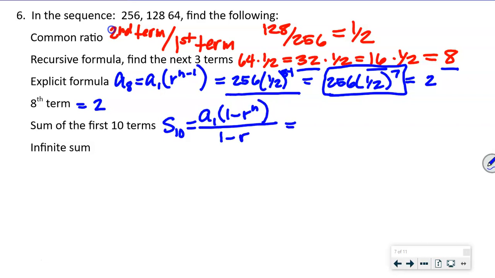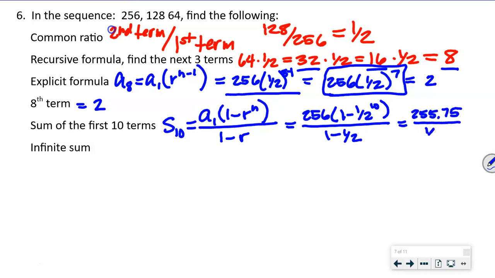So let's go ahead and populate this formula. This is again going to be 256 times 1 minus our 1/2, this time to our 10th power, divided by 1 minus 1/2. So when we do this in the calculator, on the top you're going to get 255.75, and then I'm going to divide that by 1/2. So my answer for this one is going to be 511.5.